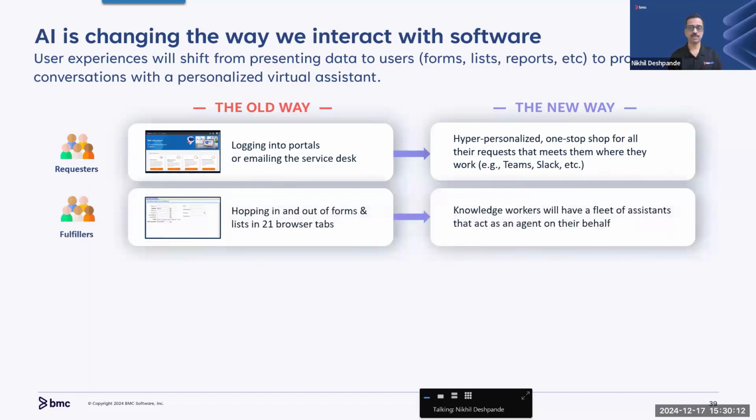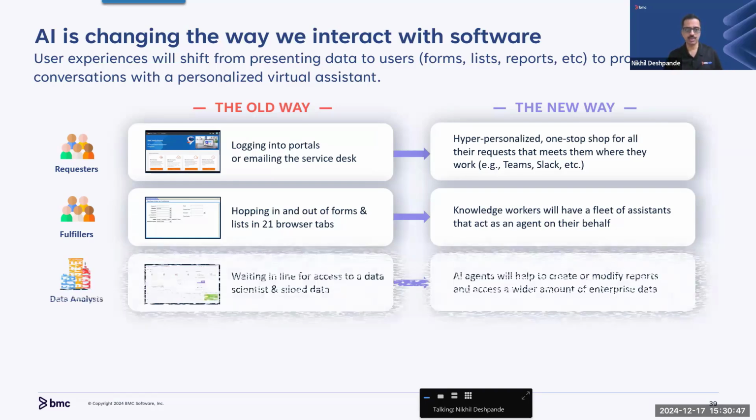Fulfillers of service requests, typically service desk agents, would often have to work across several forms in order to deliver the services that have been requested. The new way is for these agents to have a fleet of assistants, a number of AI-powered agents that will perform a broad range of tasks, each agent focusing on one area to provide these services to end users or requesters.